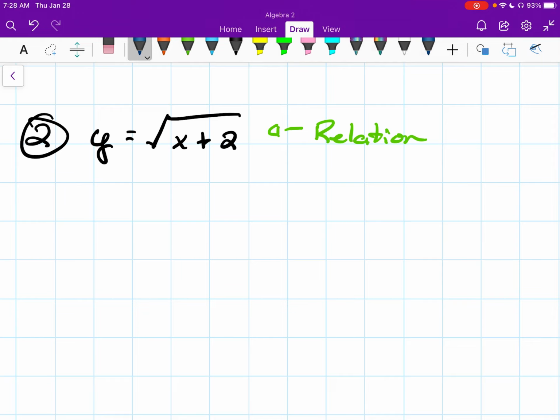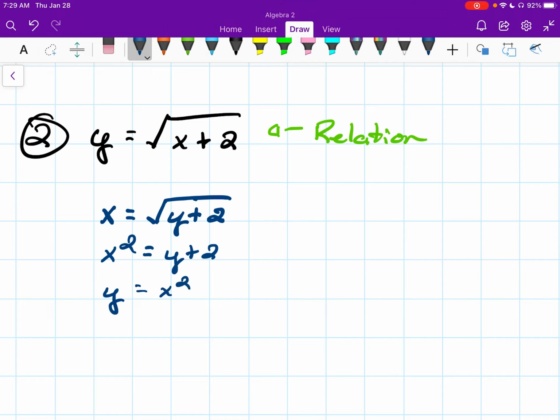What I like to do with these is right at the beginning, I swap the variables within the equation. Here's what I mean. I'd write x equals root y plus 2. Now I'm going to solve for y to get my inverse relation or my inverse function. So I'll square both sides. So this will be x squared equals y plus 2. And that will give me y equals x squared minus 2. So this is my inverse relation.